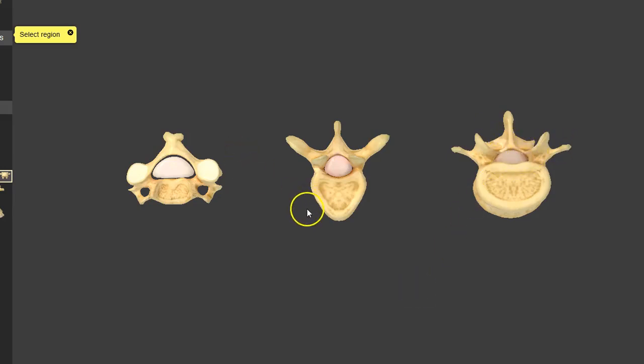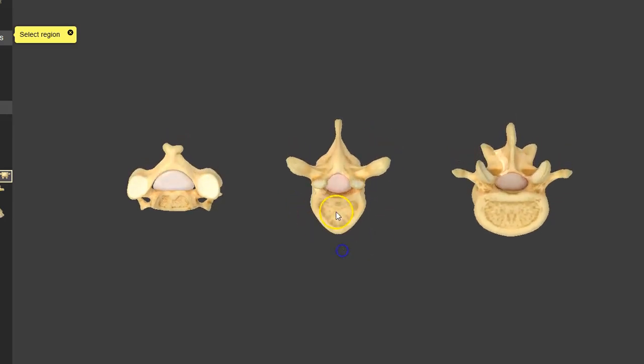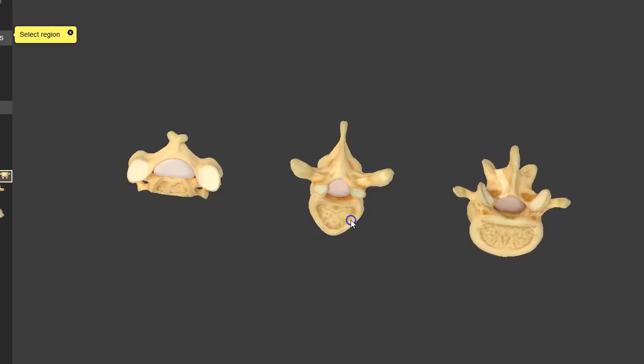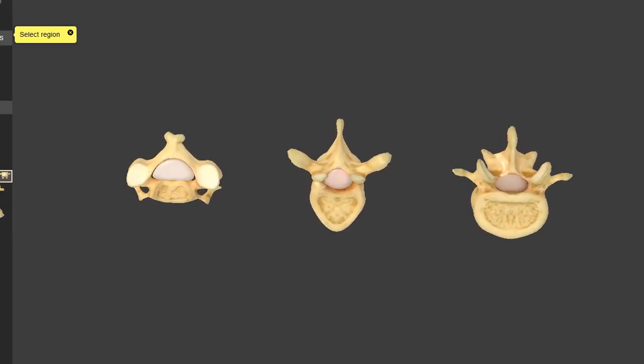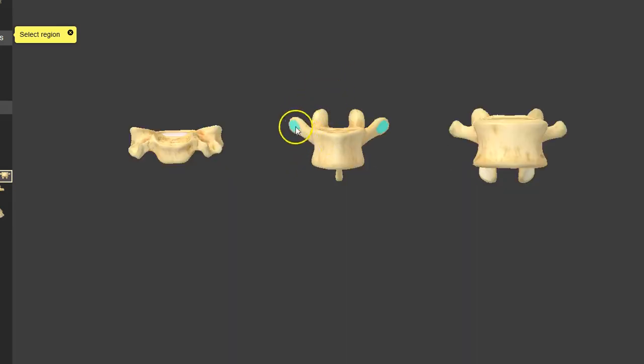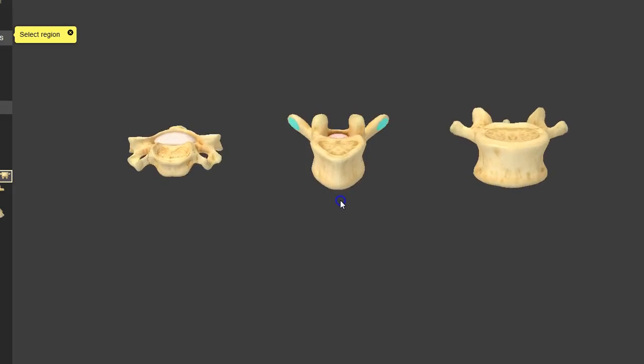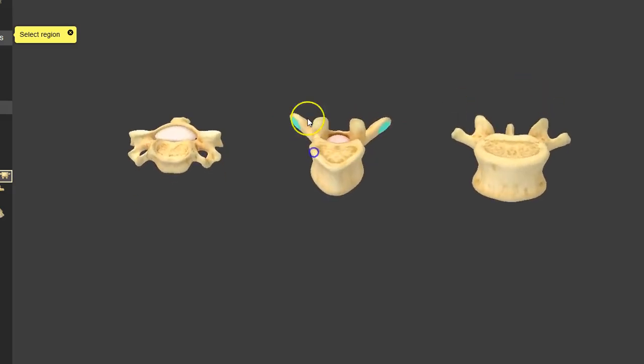Next, we already saw our spinous processes. Let's go ahead and look at some facets that are going to be on our thoracic region. Transverse facets are where the ribs can attach for our thoracic vertebrae.